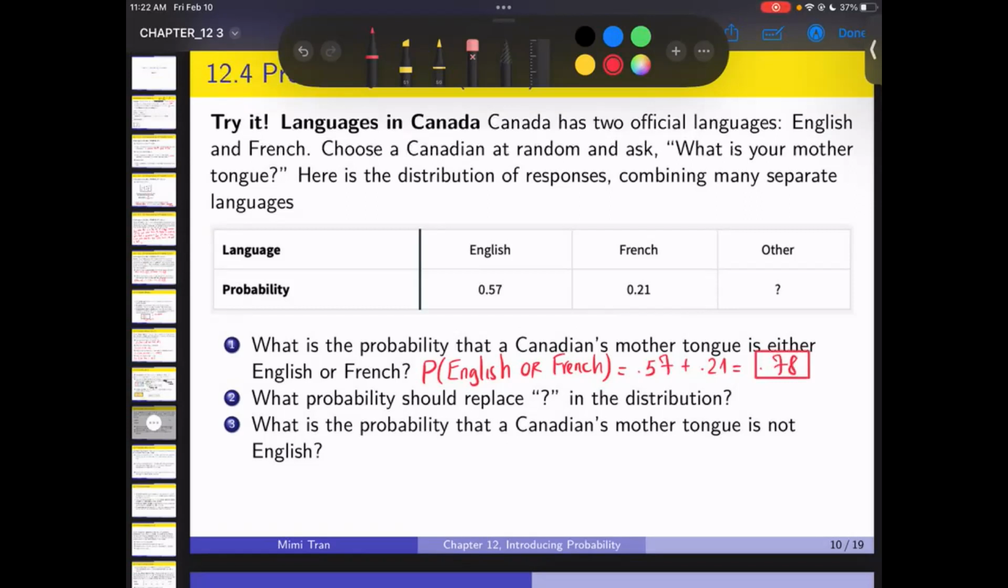What is the probability to replace the question mark in the distribution? So here P of others, right? Remember complement, right? So 1 minus English and French, right? So 1 minus 0.8, which is, yeah, 0.22. Thank you.